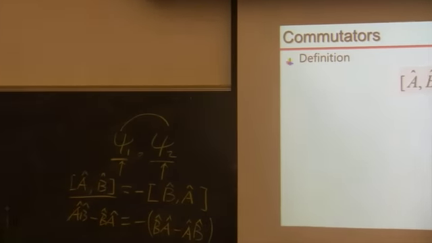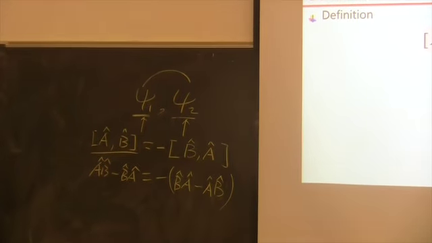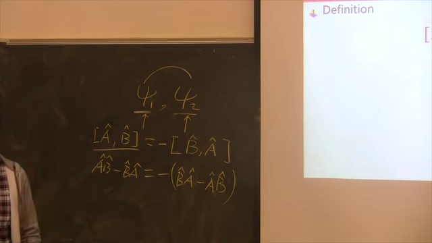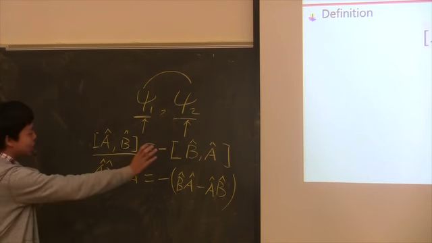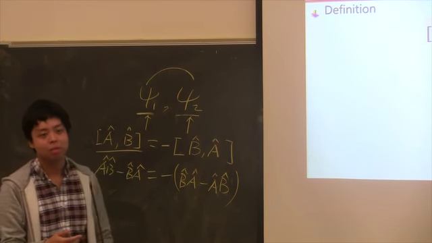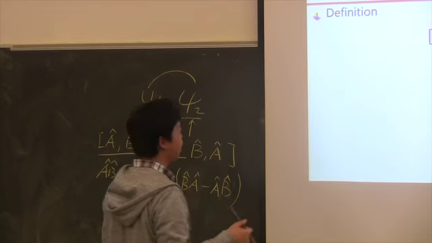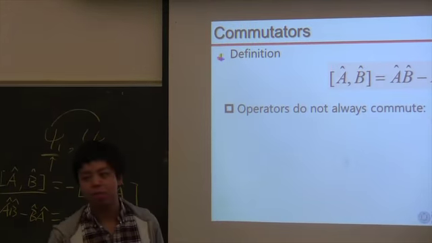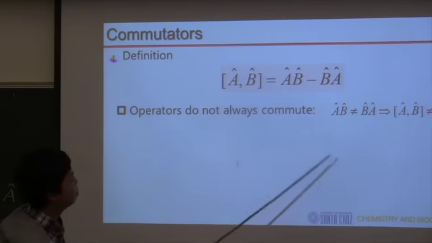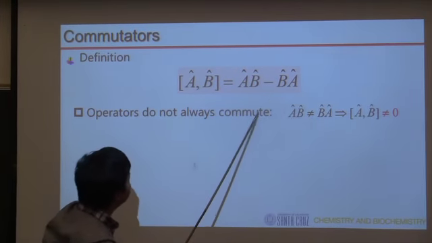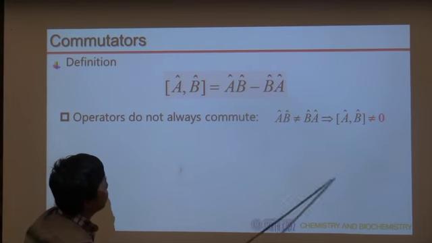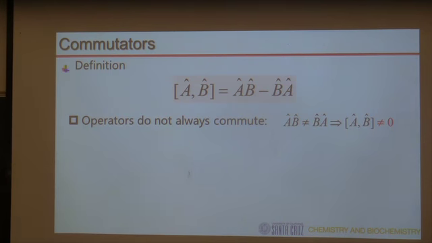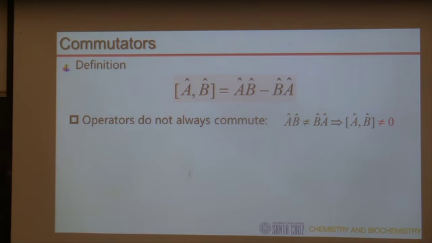Okay, so this tells you that when you write a commutator, the sequence, which one is first and which one is second, actually matters. If you switch them, you have to change the sign of the commutator. So this is the definition. And the operators, we know, do not always commute. So if you plug in, AB is not always BA, so this commutator is not always 0. Not always 0, but sometimes yes.